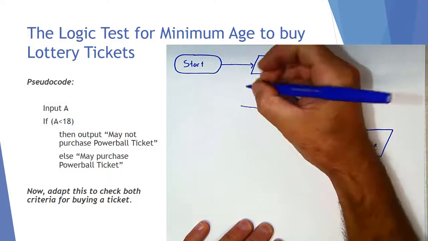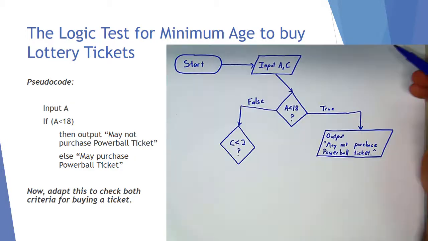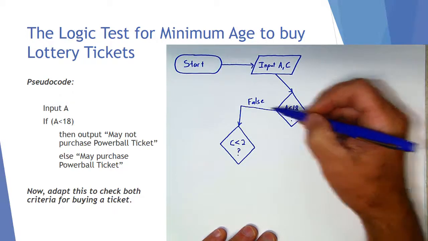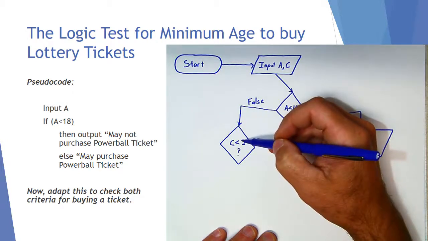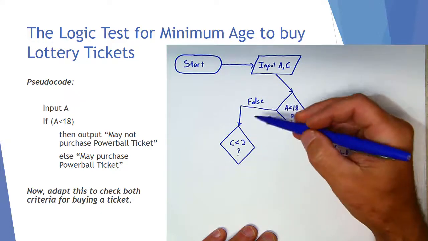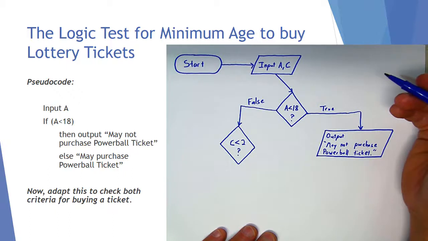But what if it's false? And what if they're not under 18? Well, then we have to go to another decision, right? The next question we would ask if they're not under 18 is, how much cash do you have? Is your cash level less than $2? Now, what if that's true? What if the cash that they have on hand is less than $2?